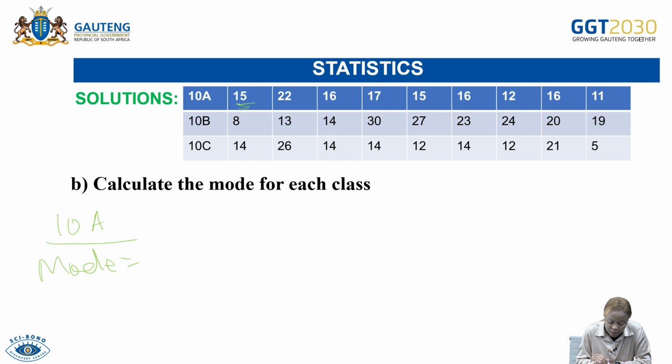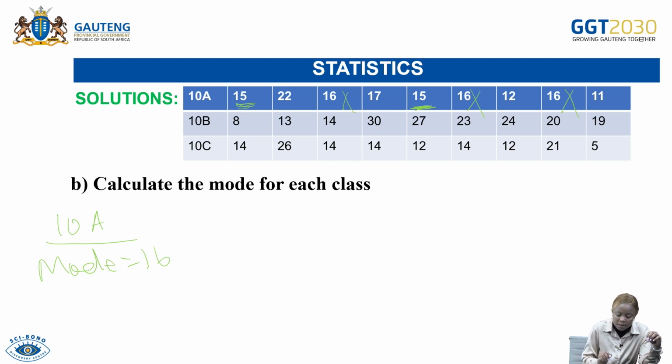I've got 15. Do I have another 15? Yes, I have another 15 here. And then I have 22. Do I have another 22? No. 16. Do I have another 16? Yes, I've got 16, and I've got another 16. Oh, and I have another 16. So I've got 3 16s, and I've got 2 15s. 17s, it's only 1. 12, it's only 1. 11, it's only 1.